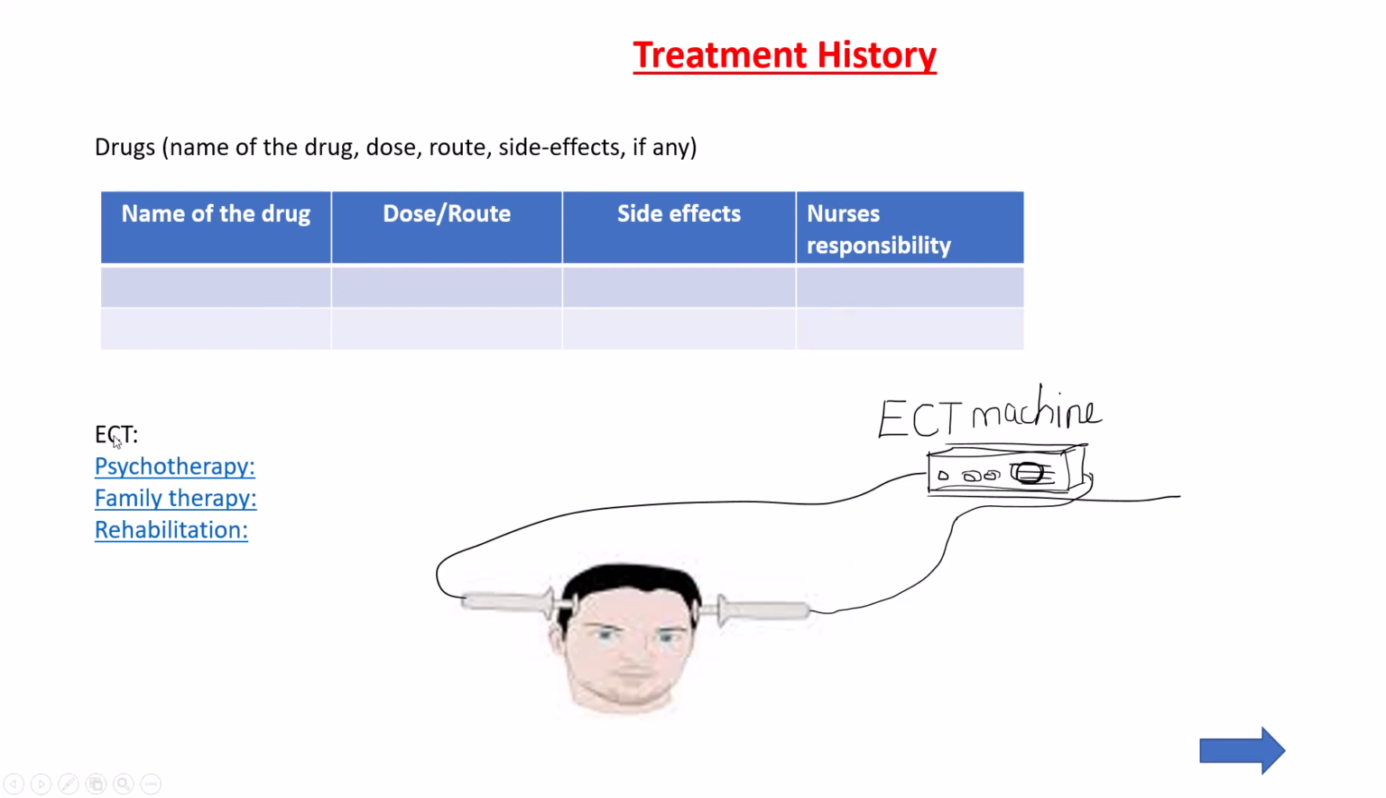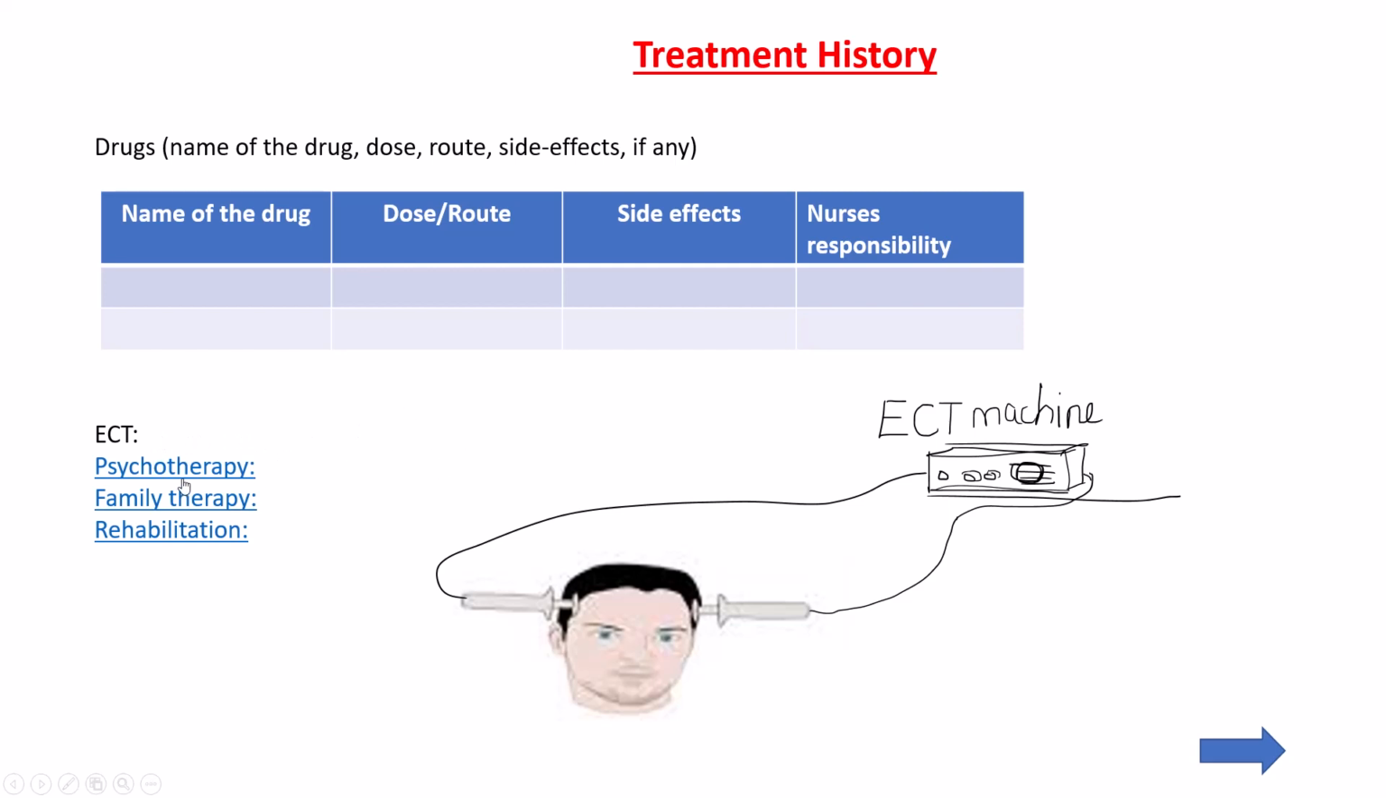Then ECT, electroconvulsive therapy. We have to assist the doctors with the patient, and we have to write how many times he has taken it, how many are pending, and what the condition is after ECT. Everything we can write here.